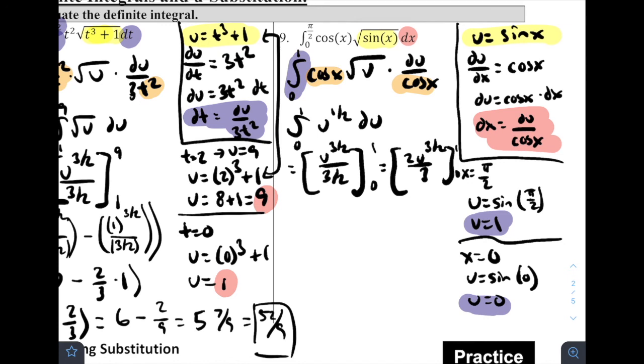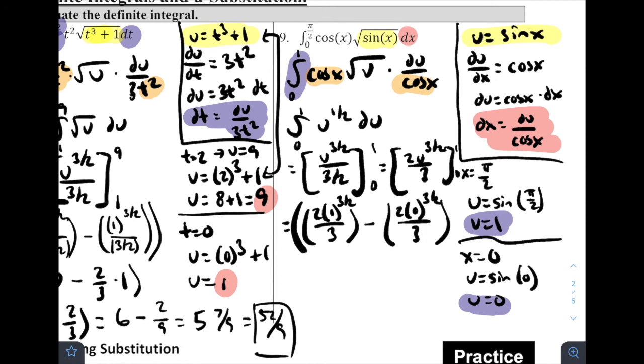And we're going to now do our fundamental theorem of calculus. We're going to plug in 1 for our u, subtract, and then plug in 0 for our u. So by the FTC, we've got 2 times 1 to the 3 over 2 power divided by 3, minus 2 times 0 to the 3 over 2 divided by 3. That's going to be 2/3 minus 0. So our answer here is 2/3. That is problem number 9.